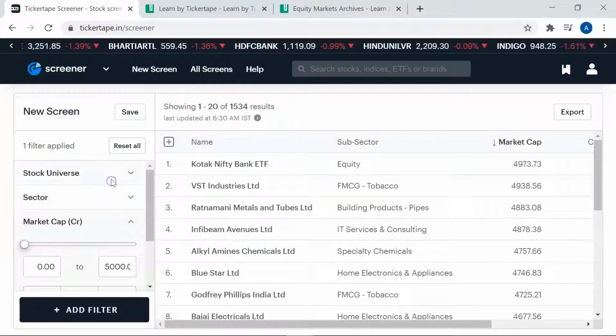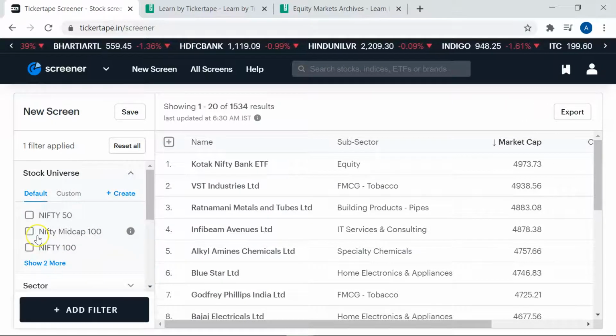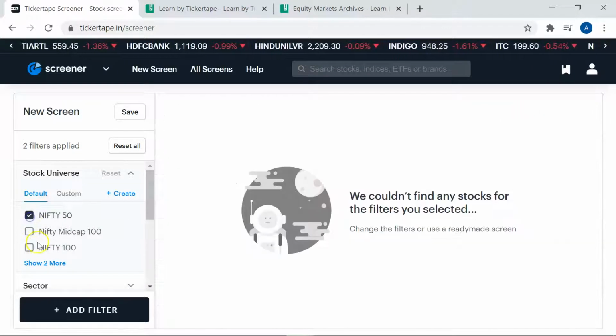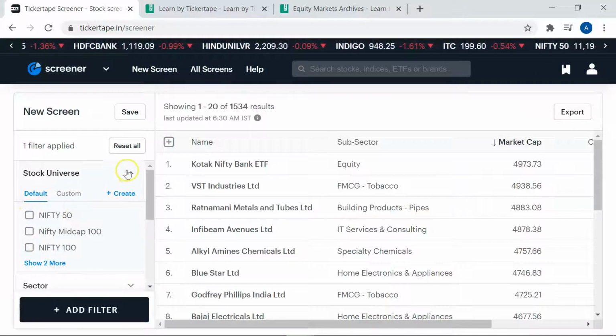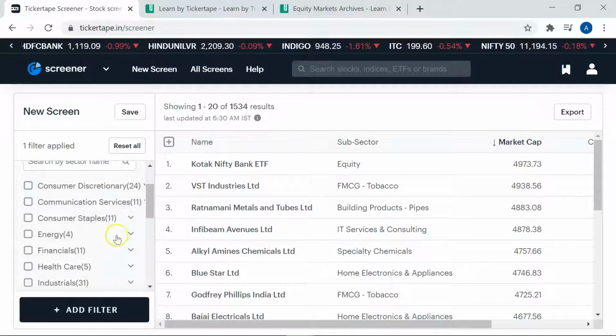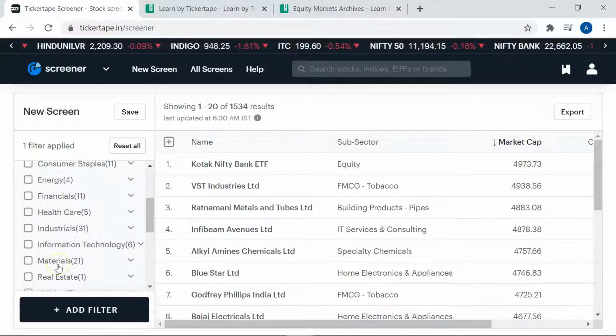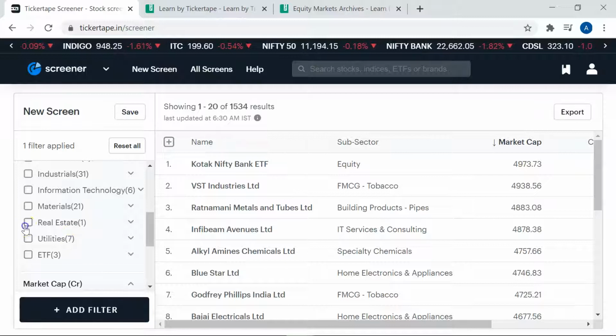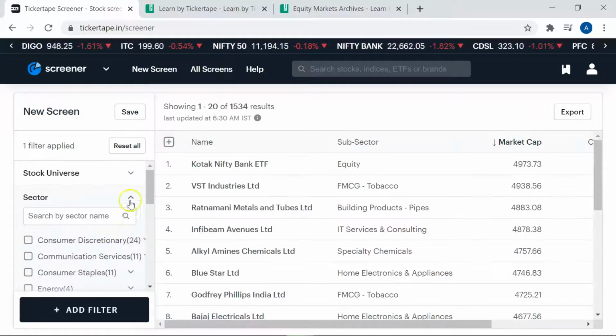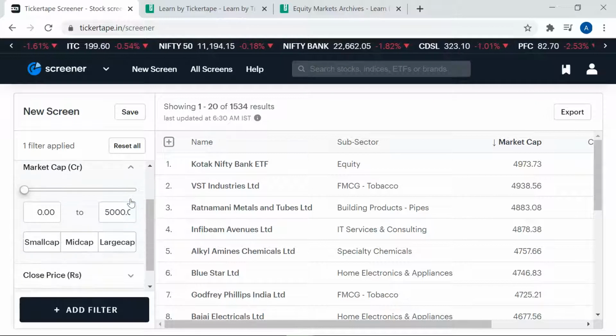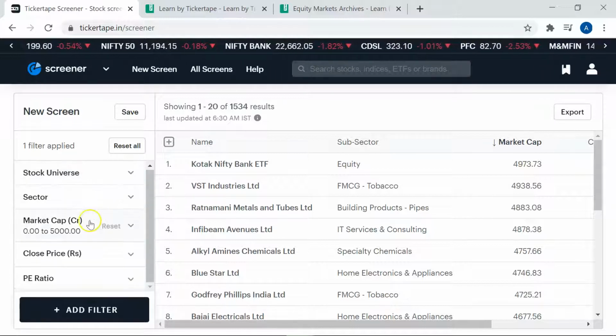For example, you can choose mid cap stocks or Nifty stocks, say the Nifty top 50. You can choose the sector also. If you want to concentrate on the energy sector, financials meaning banks, healthcare, pharmaceutical, information technology meaning IT and software, or real estate, you can fine tune your search here. You can even filter based on market capitalization, whether you want to invest in small cap, mid cap or large cap stocks.